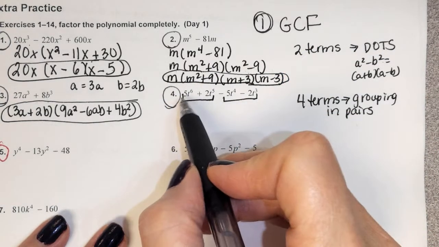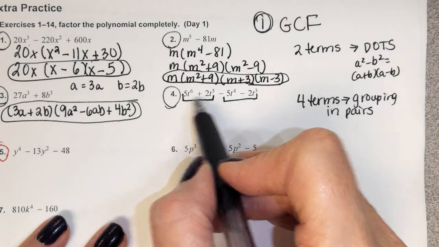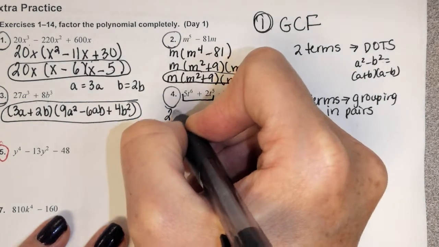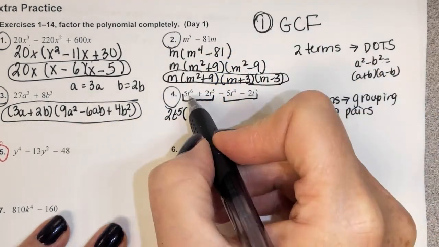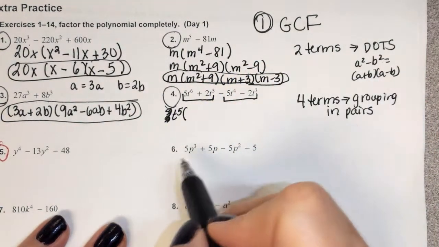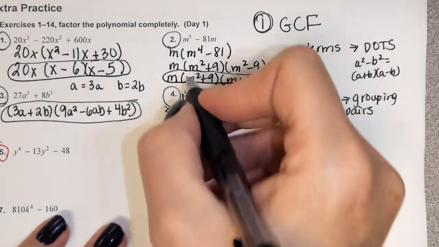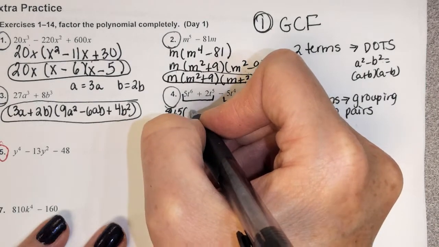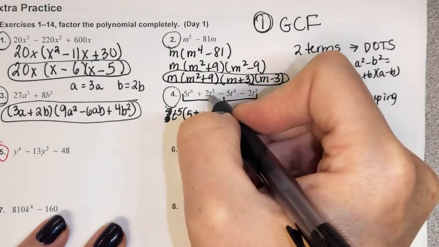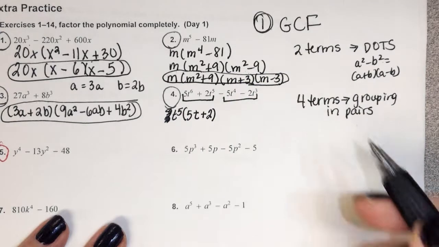So I want to think, what can I factor out of 5t to the 6th plus 2t to the 5th? What's the GCF for these two only? 2t to the 5th, right. So I factor that out. I'm sorry, not 2 though. Just t to the 5th. So 5t to the 6th divided by t to the 5th is just 5t. Plus, 2t to the 5th divided by t to the 5th is just plus 2.